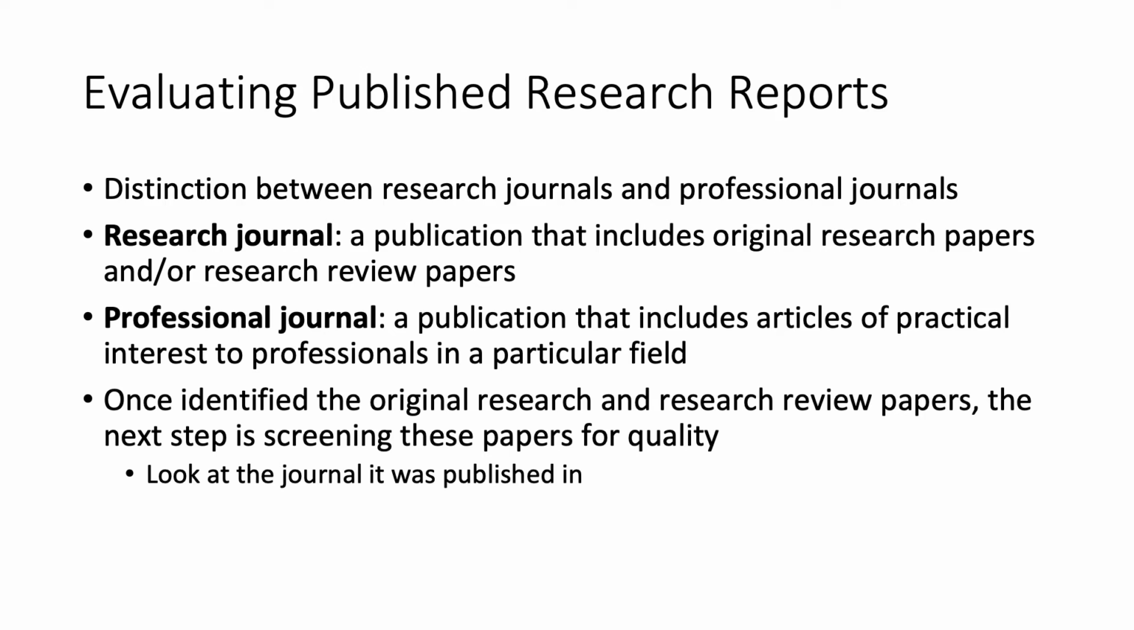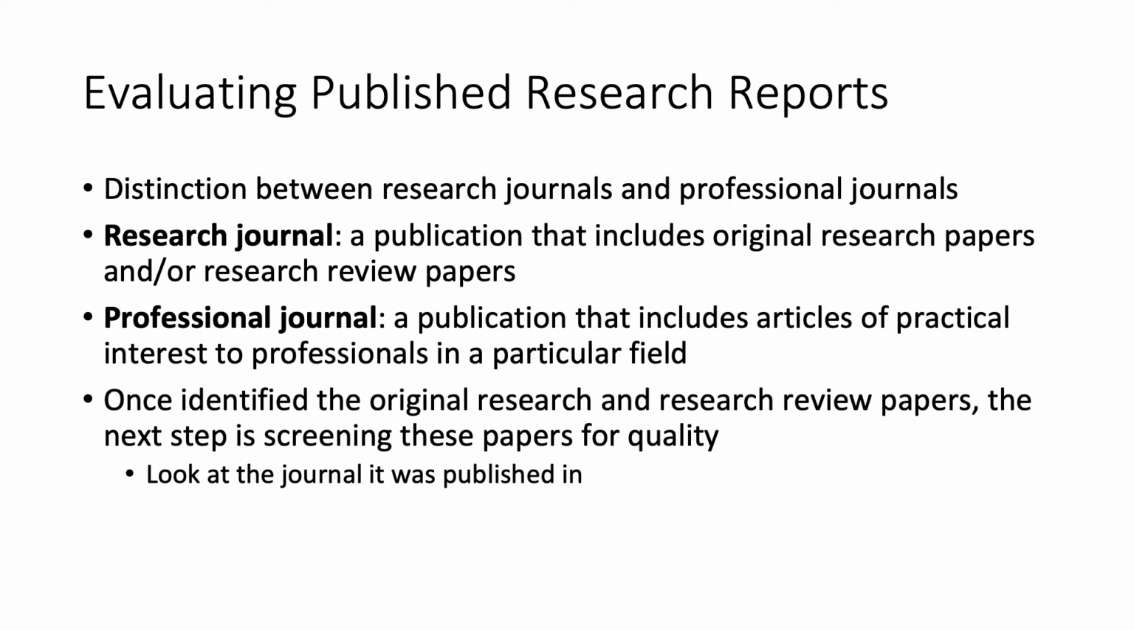An important thing to note is the distinction between research journals and professional journals. A research journal is a publication that includes original research papers and/or research review papers, while a professional journal is a publication that includes articles of practical interest to professionals in a particular field.